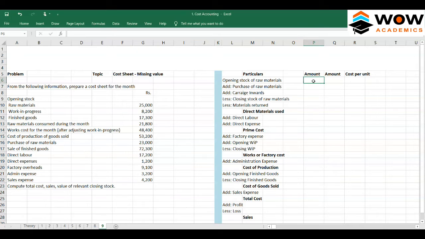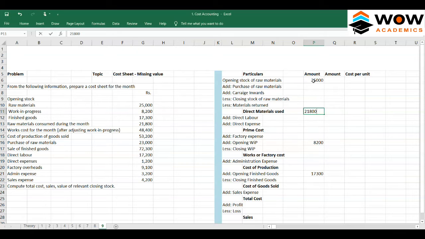So opening stock value is 25,000 of raw material. Then we have opening stock of WIP, which is 8,200. We have opening stock of finished goods, which is 17,300. Right? What we don't have is the closing stock values. Okay, we don't have the closing stock for anything. The raw materials consumed during the month, okay, this is the value that he says is 21,800.